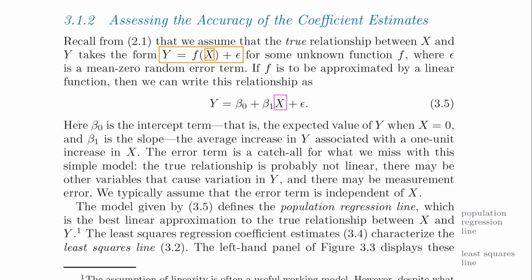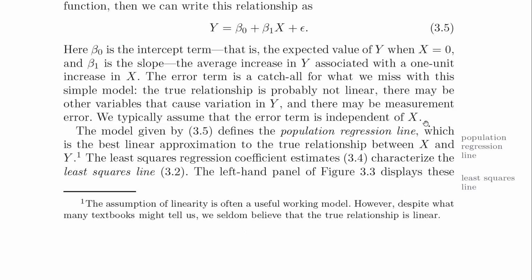The error term is a catch-all for what we miss with this simple model. The true relationship is probably not linear. There may be other variables that cause variation in Y, and there may even just be measurement error. So, the data itself isn't perfect. We typically assume that the error term is independent of X. It's not always the case.